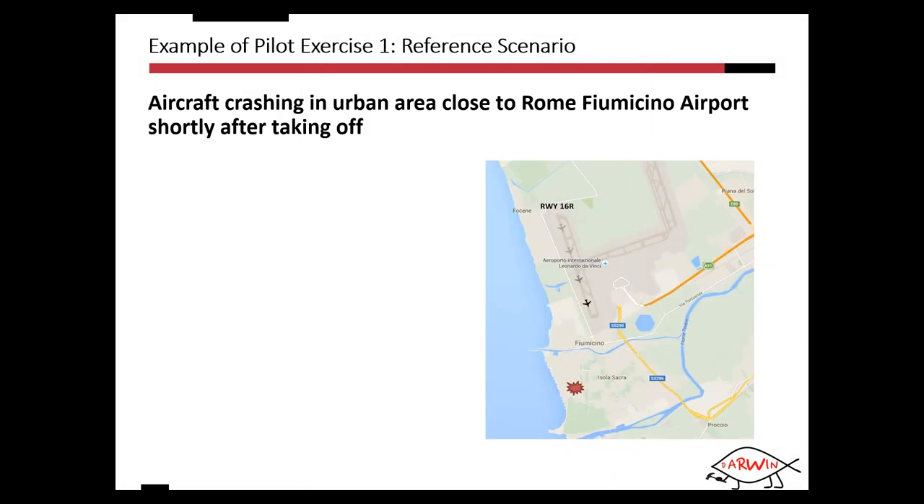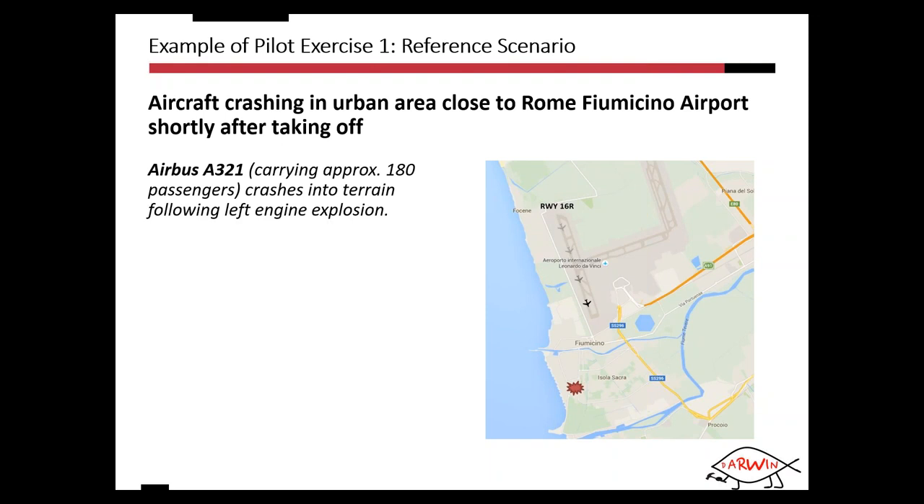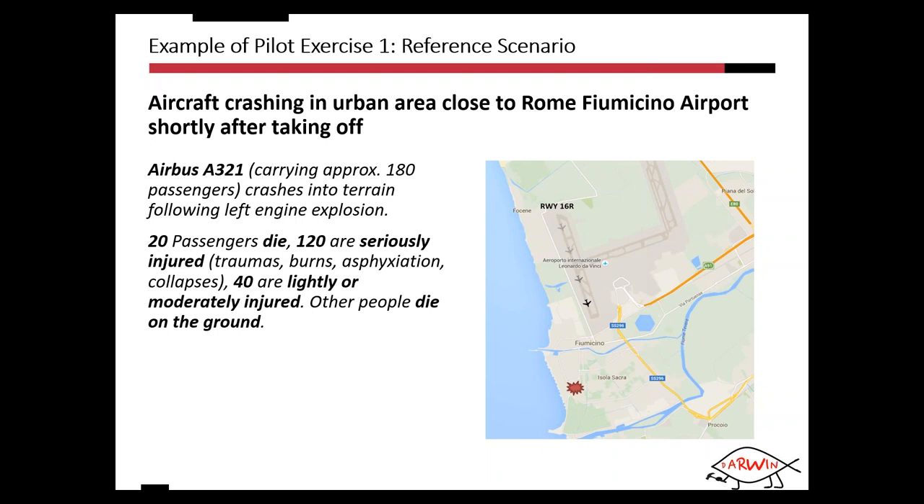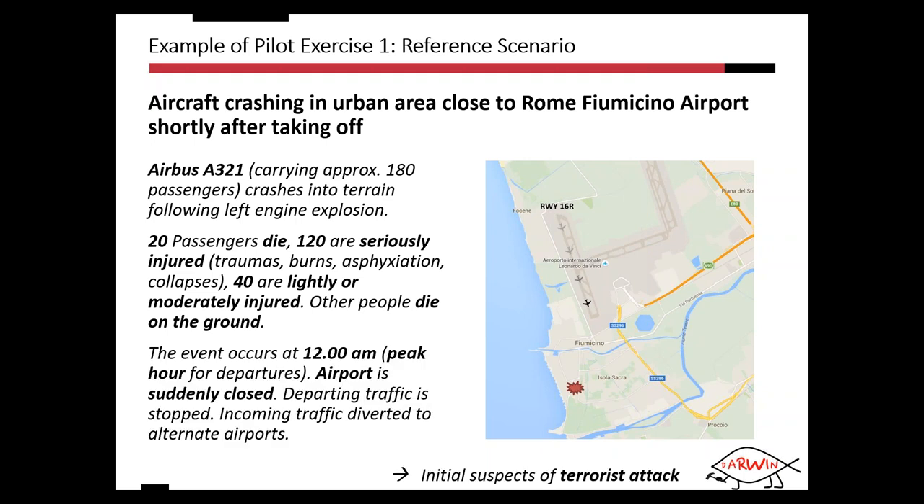An example from the first scenario, as I said, there was this scenario of an aircraft crashing. Just a few more elements. What we imagined was an accident of an Airbus A321, which crashes into terrain following a left engine explosion. And here you have some indication of the passengers, of the injured people, not only on the flight, but also on the ground, because the aircraft is crashing onto an urban area close to the airport. And here you have other details.